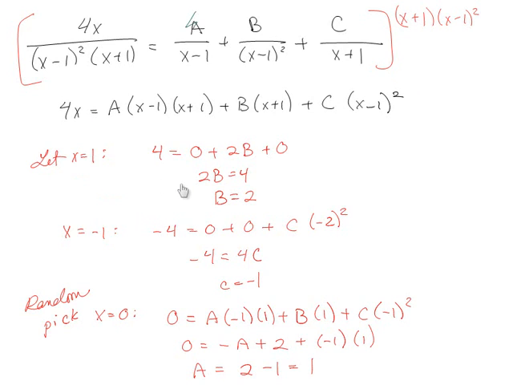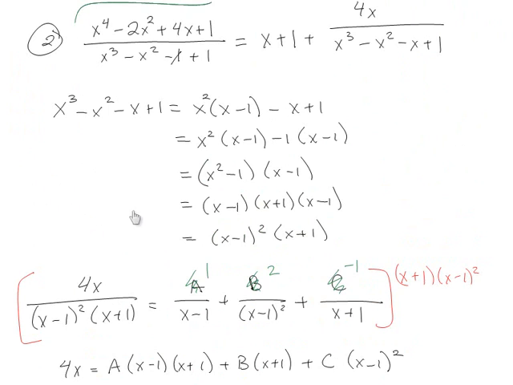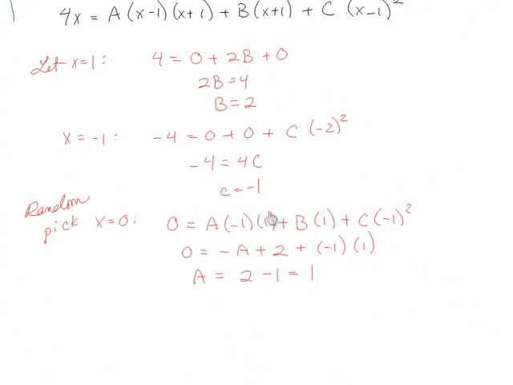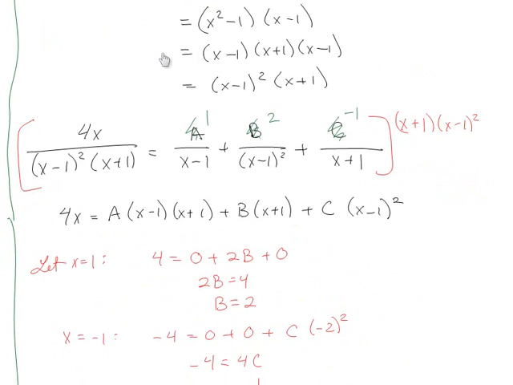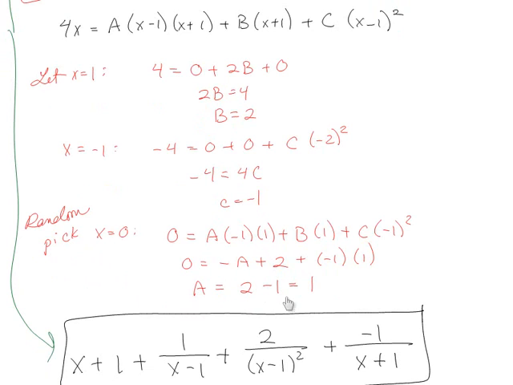Okay, so I have a is equal to 1, b is equal to 2, and c is equal to negative 1. Now it's important to remember that this was all part of a bigger equation that we had up here with the x plus 1 in front. So if we're going to rewrite this whole thing, it needs to be rewritten as x plus 1 plus, what was it? It was 1 over x minus 1 plus 2 over x minus 1 squared plus negative 1 over x plus 1. And that's the full partial fraction decomposition of the first one that we had.